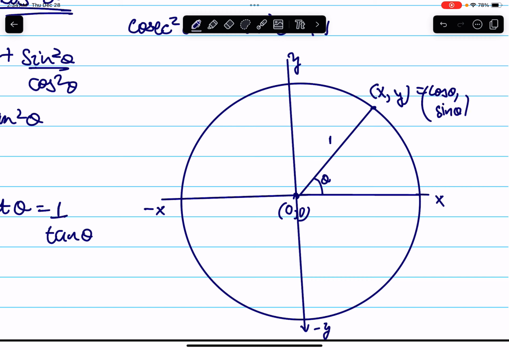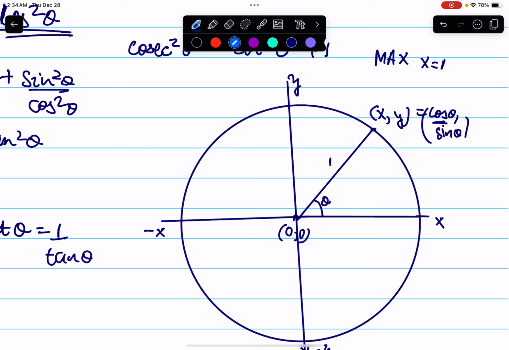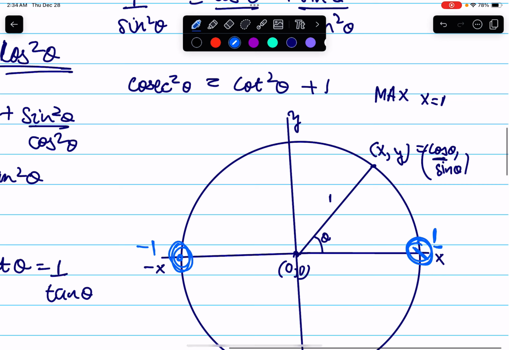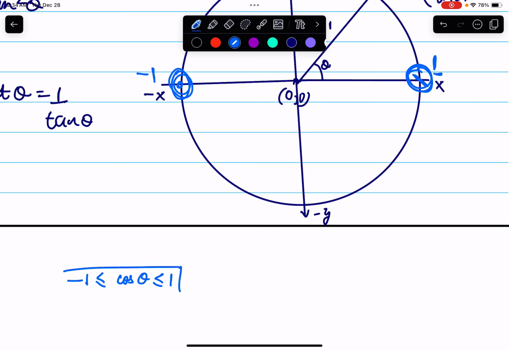Since cosine of theta corresponds to the x value, the maximum value of x is 1, because since it's a unit circle, the value of x can't be greater than 1. At this point the value of x is 1, so that's the maximum, and at this point the value of x is negative 1. The maximum value is x equal to 1, the minimum value is x equal to negative 1, and so that's why cosine of theta oscillates between negative 1 and positive 1.